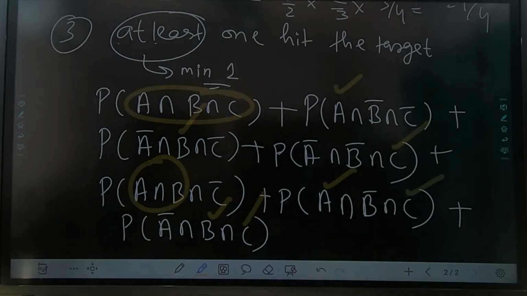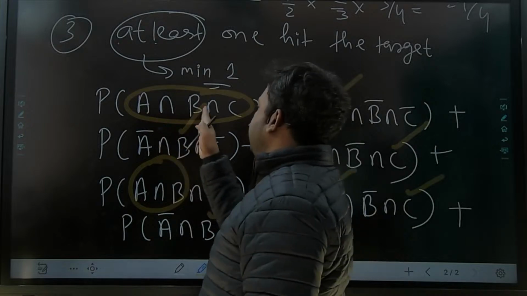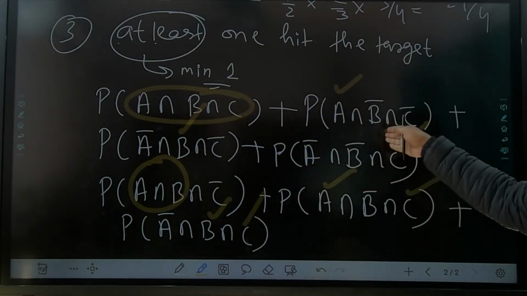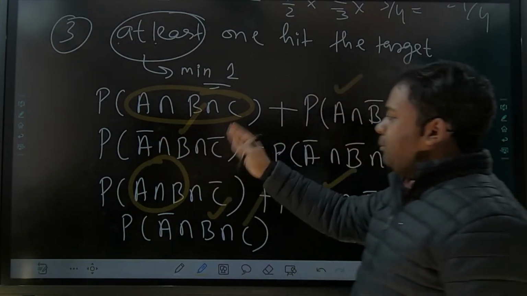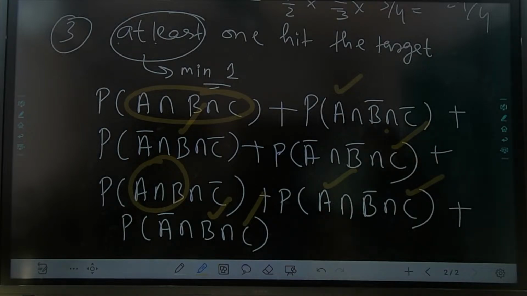So this will be very lengthy. What you have to do? These are independent events, so you just have to multiply probability of A, B, and C. Probability of A multiplied with probability of B negation, C negation, plus probability of A negation multiplied with B multiplied with C negation. So this thing you have to do a lot of times. It is very calculative.